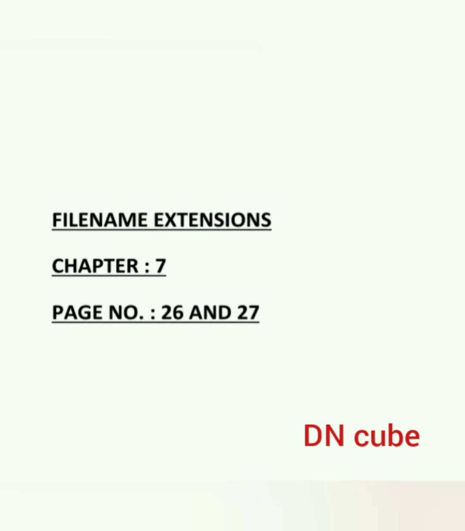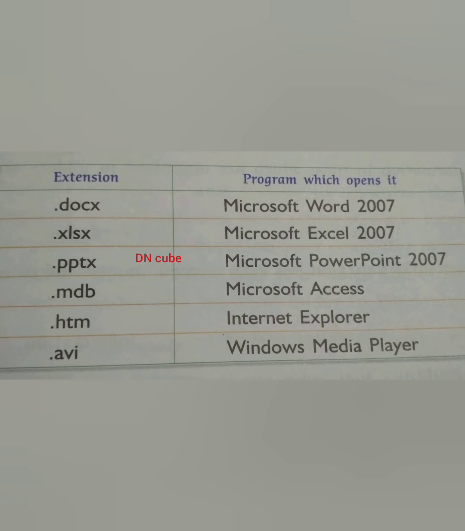Okay, so what is a file extension? A file is saved with the help of a following name, that is the file extension. Now students, see, these are some examples of file extensions. For Microsoft Word 2007 version, for this program we use the file extension .docx, and by looking into this we can understand that it is a document file.